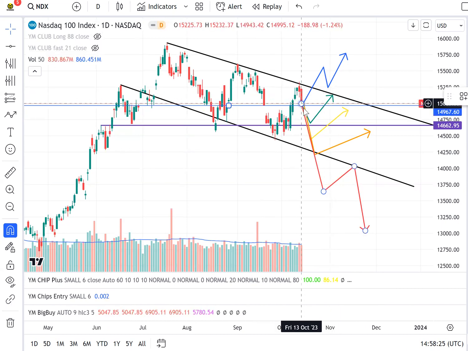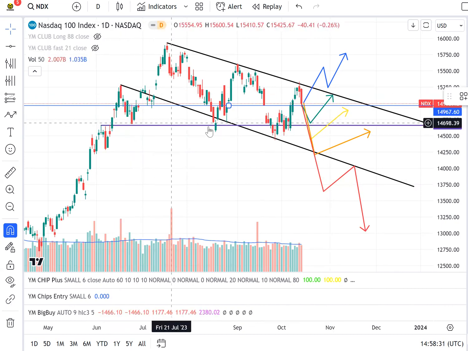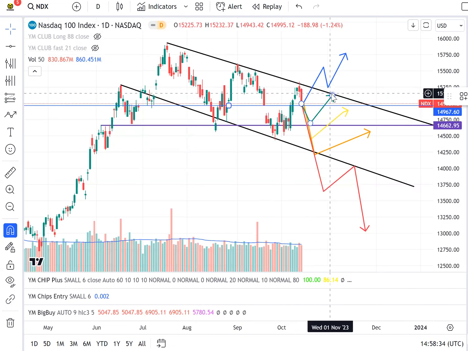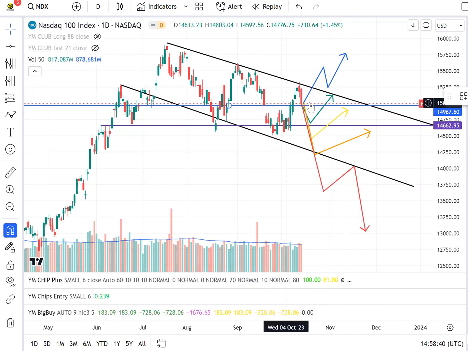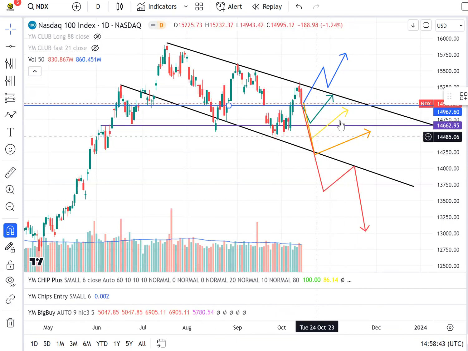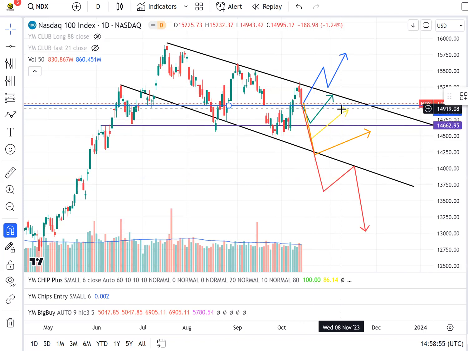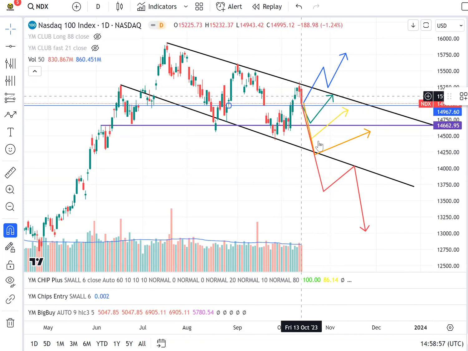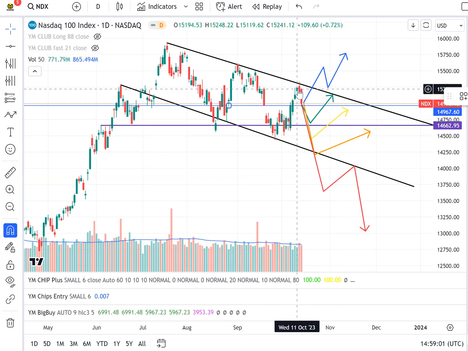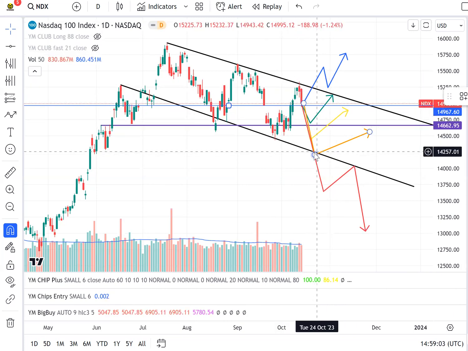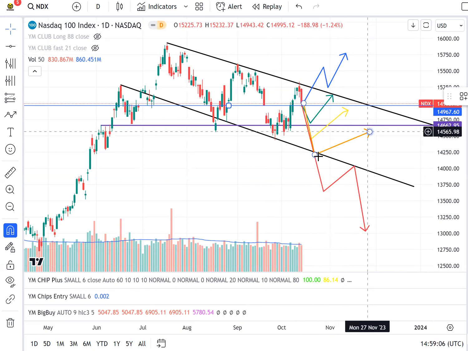So now look at the blue one. Possibly they come up here, and then to the bottom of this one, and they go up again to test this resistance again. Possibility 3 is the yellow one. You see the yellow one? They go back to the previous bottom here, and then they form a double bottom, which is like a W shape, and they rebound. This is also beautiful. This is also good, okay? If this is a weak market, they go to the bottom of this channel, and they bounce up.